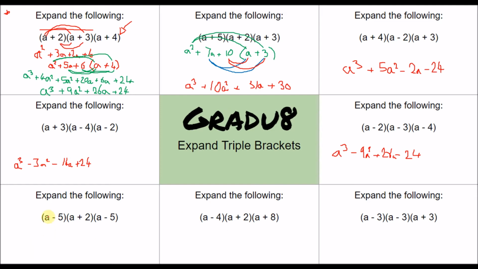So on this next one then, you've got another triple bracket. You're just going to expand this one out. So remember, expand a double bracket, cover up the last one, and then go from there. So what your line of working should say is a to the power of 3 minus 5a squared minus 3a squared plus 15a minus 10a and plus 50.